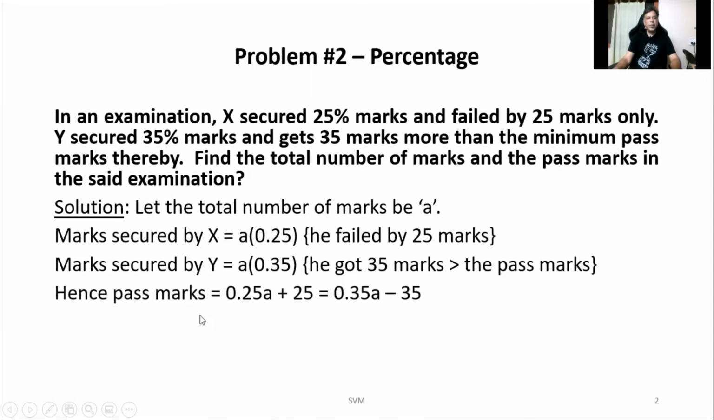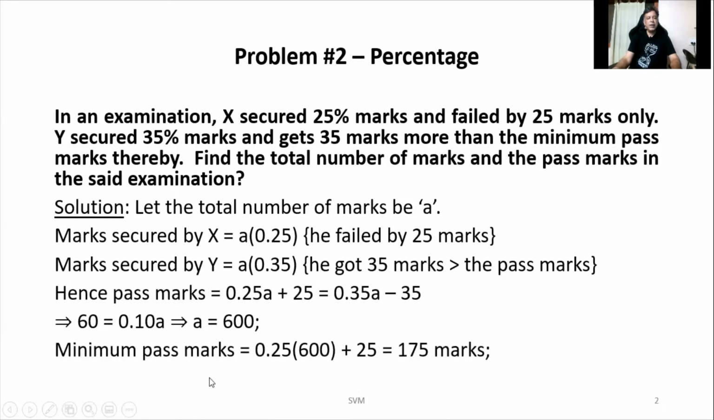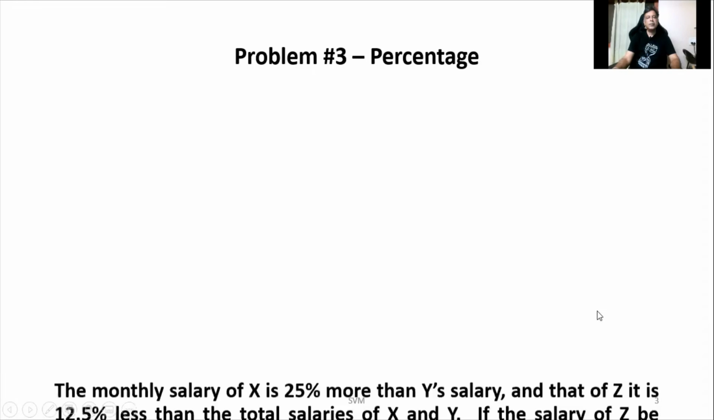Hence, the pass marks should be 0.25 times A plus 25, or it can also be expressed as 0.35 times A minus 35. Solving these two, we get A as 600. That will be the total marks. The minimum pass marks, we can use either equation to find. Let us use the first one: 0.25 times 600 plus 25, which gives 175 marks. That is the solution for this particular problem. Let us move on to the next one, problem number 3.